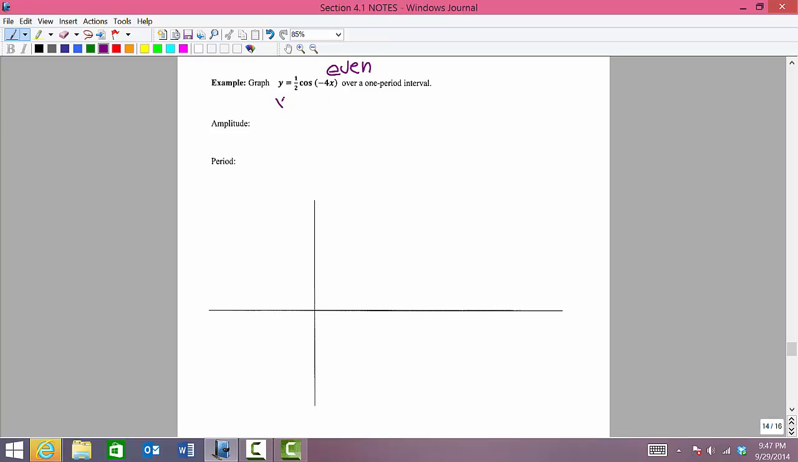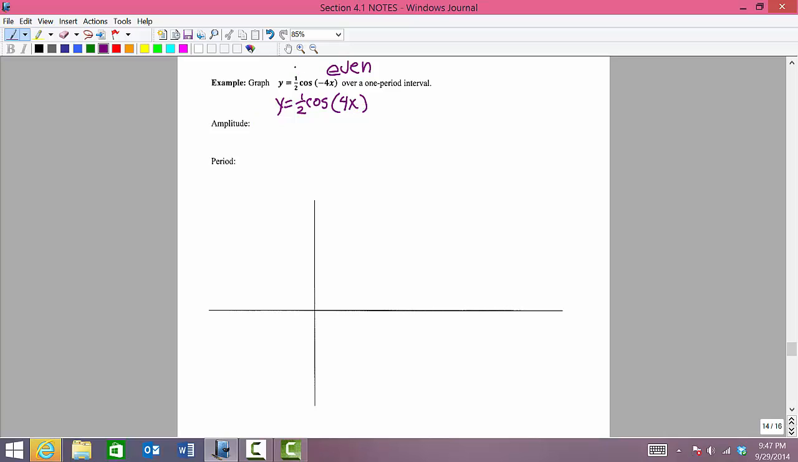So what that means is that the negative doesn't really change anything. So cosine of negative 4x will be the same graph as cosine of a positive 4x. Because it's an even function, the negative doesn't really change our graph. So we're going to graph y equals 1/2 cosine of positive 4x.